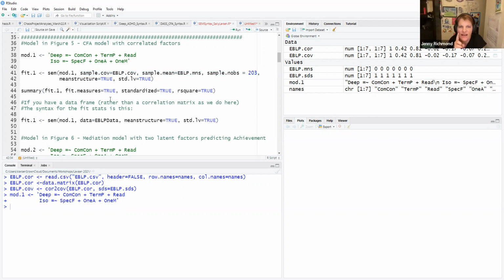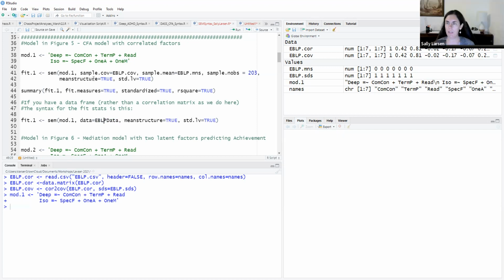Ellie, can I ask a question? Yeah. So when you're doing it with your own data, presumably within that data frame called EBLP data, there are variables that are named the same as the names that you've created over there. Yeah. So these would be your variable names in your data set. Yeah, you do have to have the precise variable names that are in the data file. Yeah. And that would be this data here.